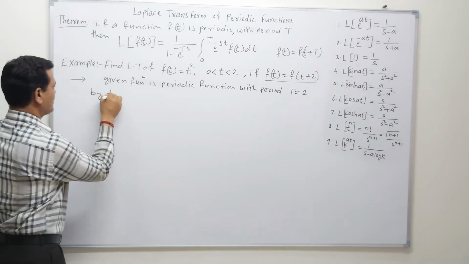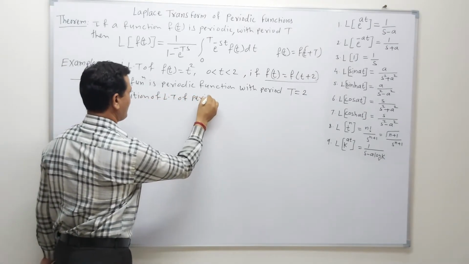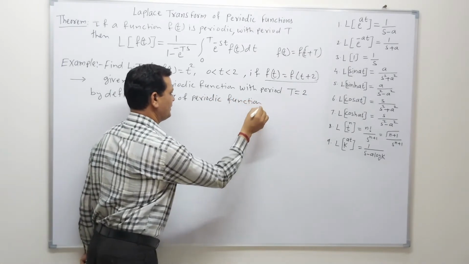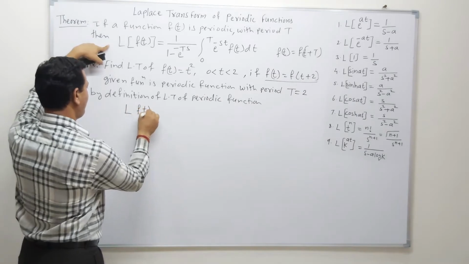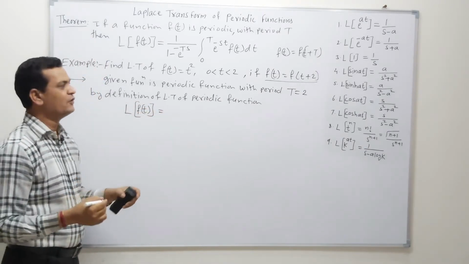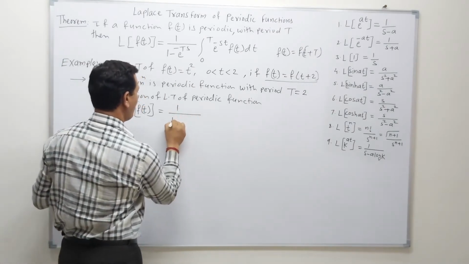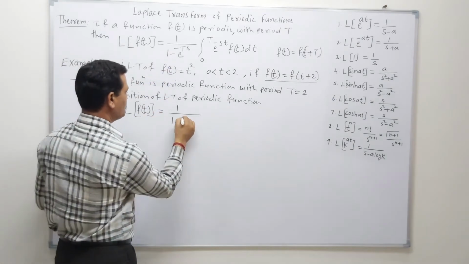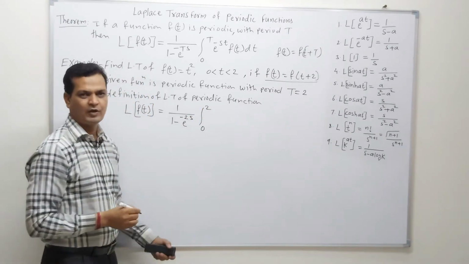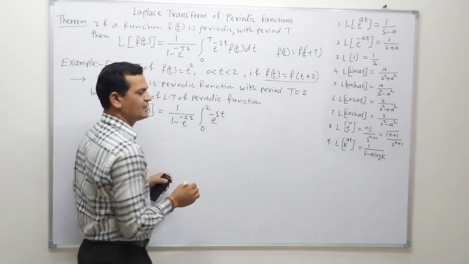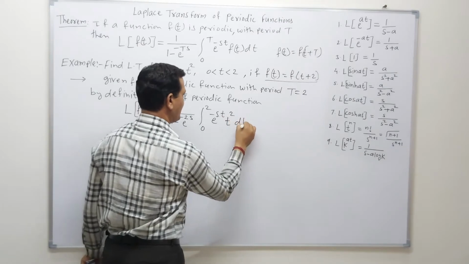Then by the definition of the Laplace transform of a periodic function, if we apply this concept, we get the Laplace transformation of f of t equal to, putting capital T as 2 and f of t as t square, 1 upon 1 minus e raised to minus 2s, times the integral from 0 to 2 of e raised to minus st, as it is, times t square dt.